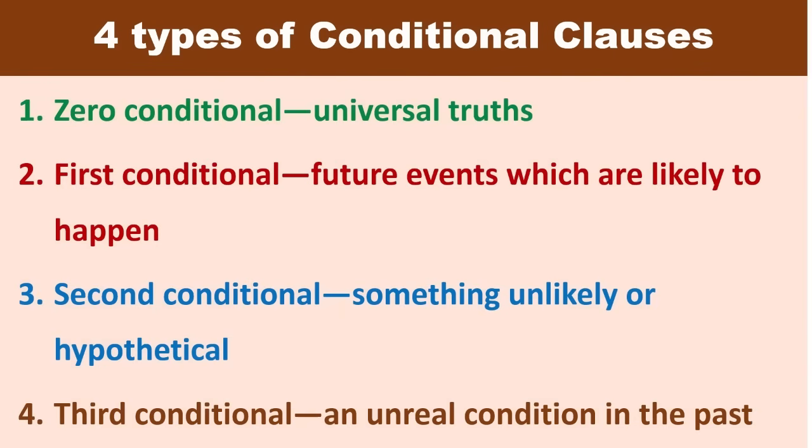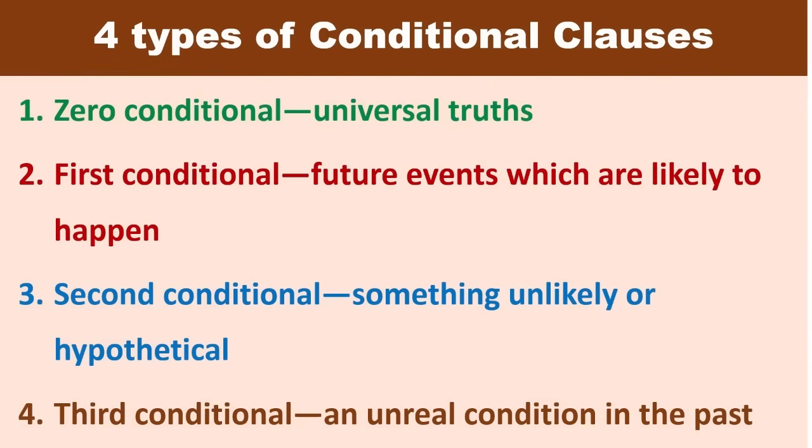The first conditional is about future events which are likely to happen. Condition means it is not perfect, it is not certain, it is not something which is guaranteed. Condition always means possibility. So the possibility is very high. It is likely to happen, so possibility is high. We call it first conditional. When the possibility is unlikely, it is very, very low possibility, impossible, then we call it second conditional.